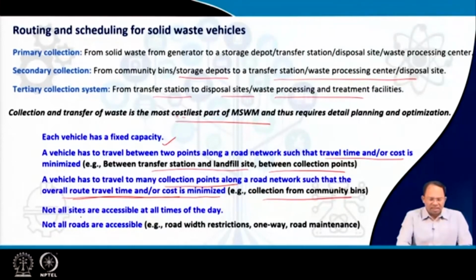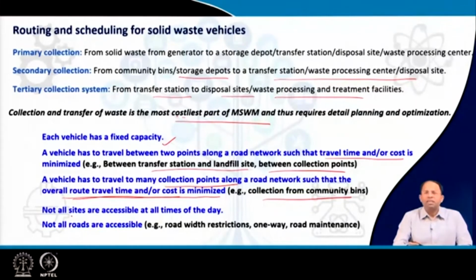Not all sites are accessible at all times of the day. So there may be a lot of restrictions with some sites. For example, in certain areas, garbage vehicles or even larger heavy vehicles like lorries are not allowed at certain times of the day. So that's a restriction. So we have to only reach there after a certain time period is over, or maybe in the evening or so on, right? So that also needs to be considered. If I'm planning a route for the vehicle, I have to make sure that this vehicle will reach that point after a certain time. So that also needs to be considered when we plan the route. So there could be time restrictions as well.